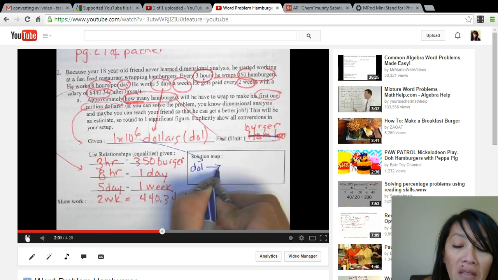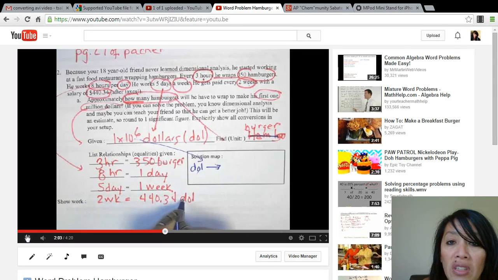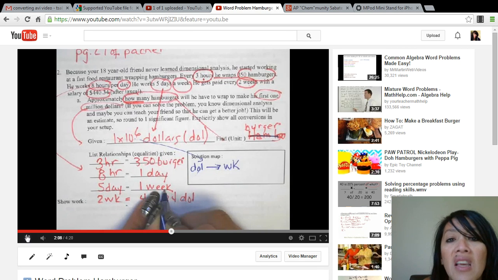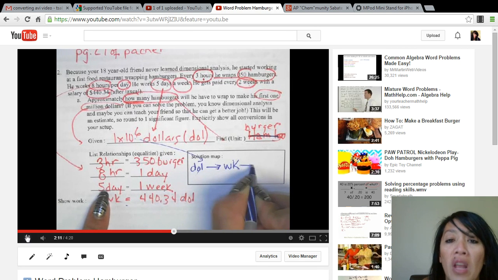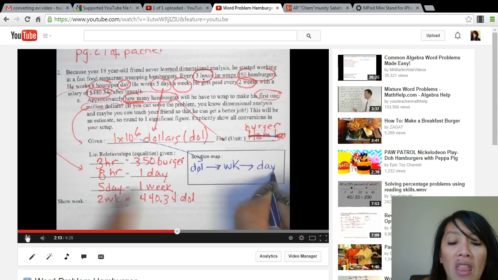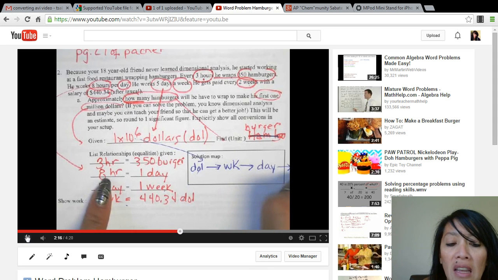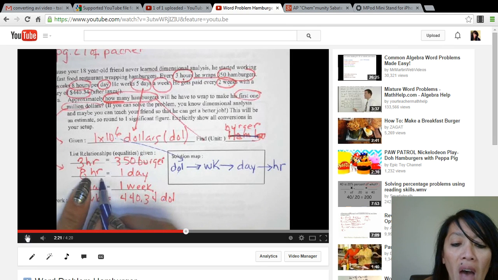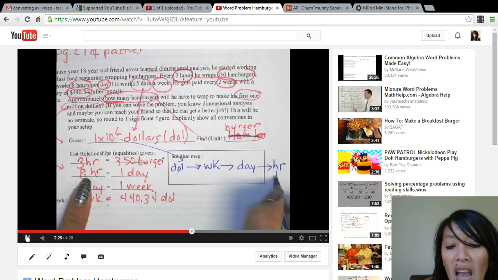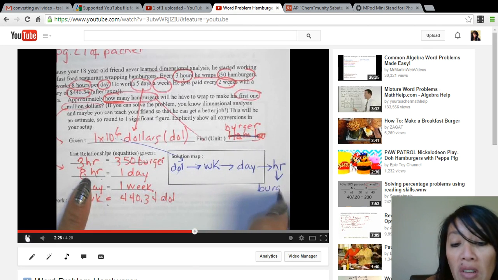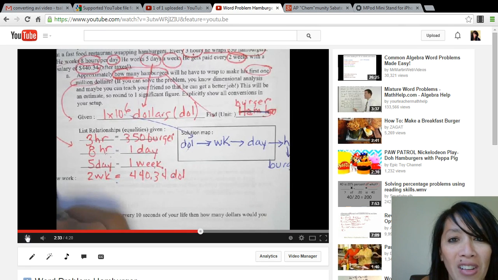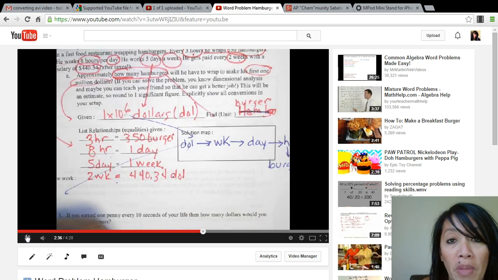So I'm going to make a plan so I know where I'm going to convert in my problem. So I start with dollars, and I see that dollars is related to weeks in my list of relationships. And then I look through my list of relationships to see where weeks is related to days. And I find that on my paper. And then days I see are related to hours. Lastly, I know that hours are related to burgers because it takes 3 hours to wrap 350 burgers. So now I have my plan so I can start the problem. I wouldn't want to start my problem without a plan.